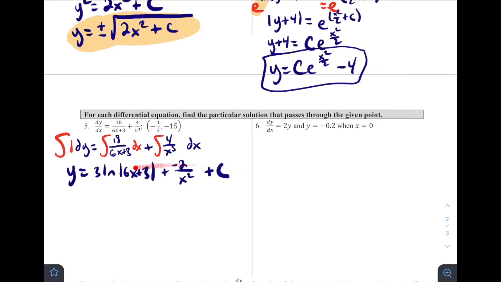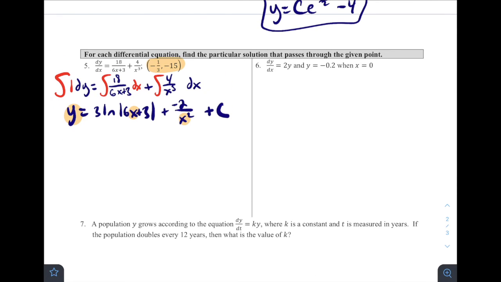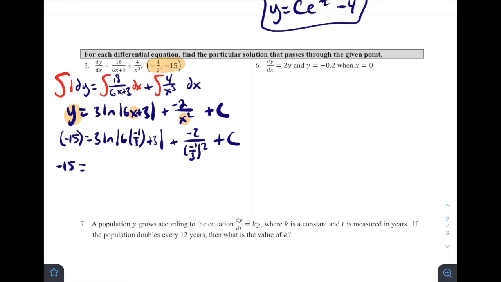So now that we've taken the antiderivative of each of these 3 parts, we want to find the particular solution. We're going to find the c value, which means we need to plug in the point they gave us into the y's and the x's in this problem, and then use that to help us find our c value. So what does that look like? Well, our y here appears to be negative 15. That's equal to 3 times the natural log of 6 times negative 1/3 plus 3 plus negative 2 over negative 1/3 squared plus c. So negative 15 is equal to, what is this?